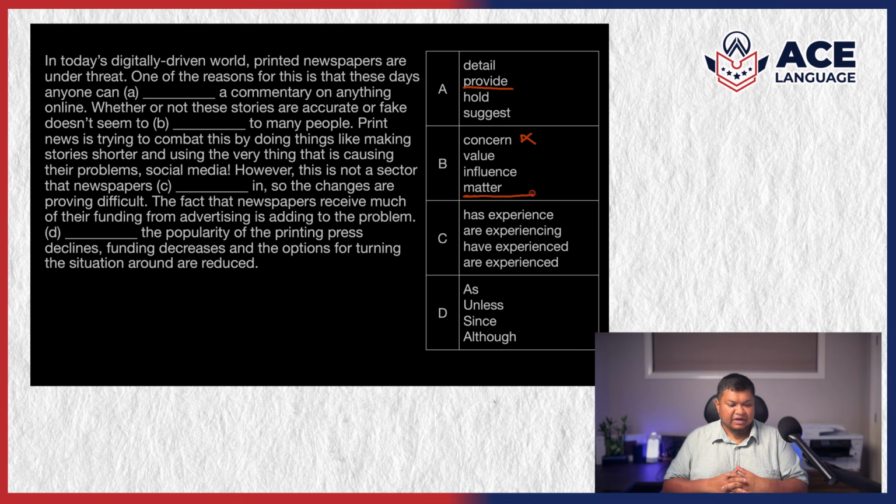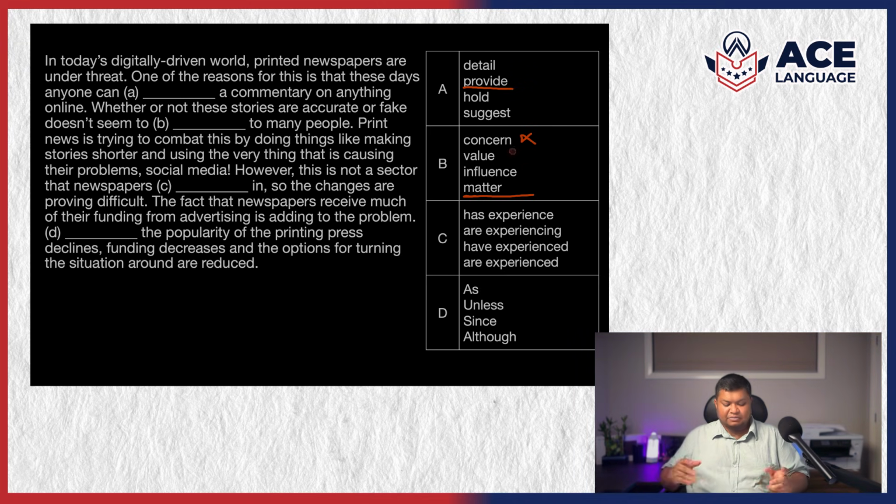Right. Next one is, however, this is not a sector that newspapers dash in, so the changes are proving difficult. I really don't understand the sentence just by reading this sentence. What should I do then? I should read the sentence before that, which I skipped. Print news is trying to combat this by doing things like making a story shorter and using the very thing that is causing their problem, social media. However, this is not a sector that newspapers dash in, so the changes are proving difficult.